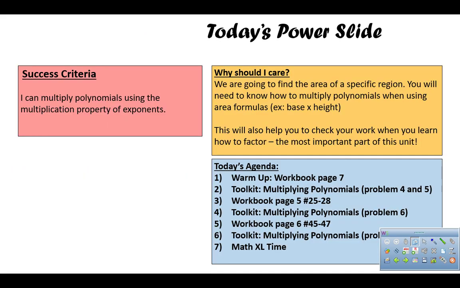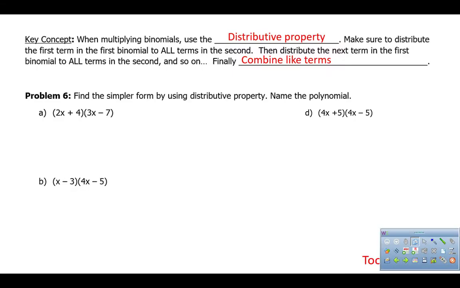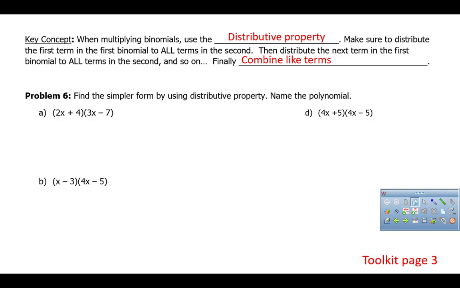All right? So we're going to head back to the toolkit, toolkit page 3, okay? When multiplying binomials, 2 terms, so look, 2 terms by 2 terms, use the distributive property. Make sure to distribute the first term in the first binomial to all the terms in the second. Then distribute the next term in the first binomial to all the terms in the second, and so on. Finally, combine like terms. That step's new. We didn't have to combine like terms when we distribute a single term, but when you distribute a double, you'll see there are like terms.